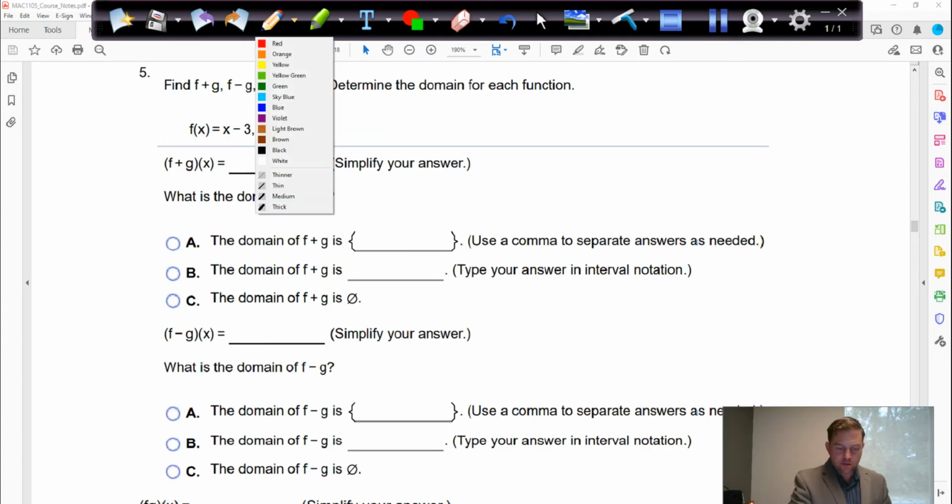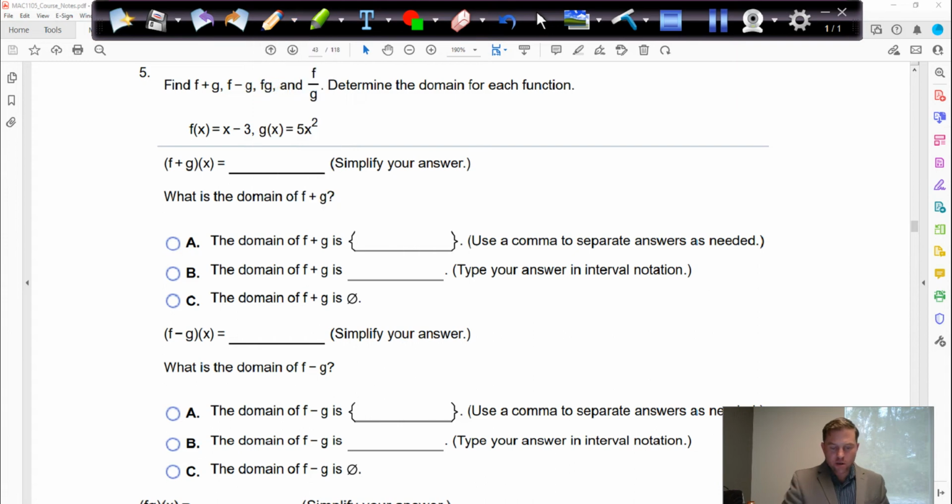Okay, 5 is a bit of a change of pace. In this we have two functions, f and g, and then they want us to form what are called composite functions.